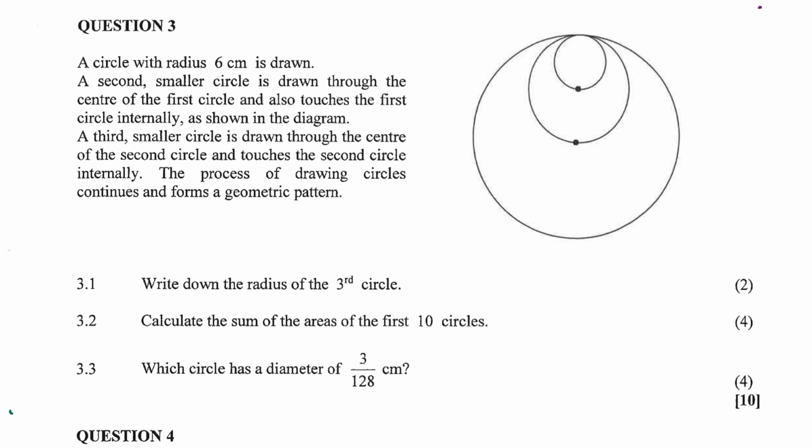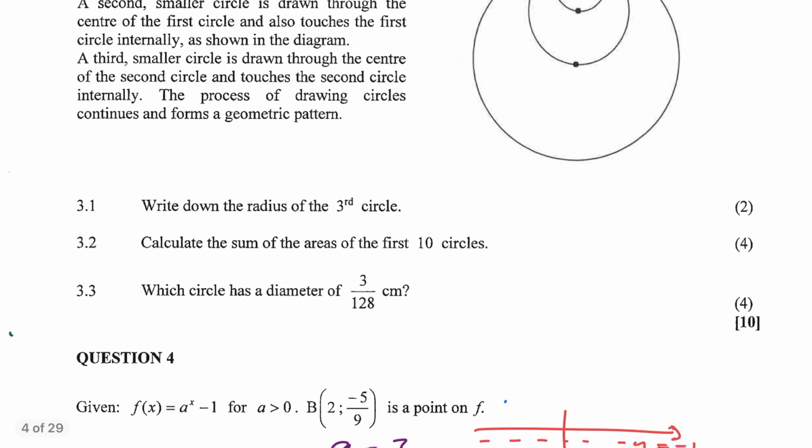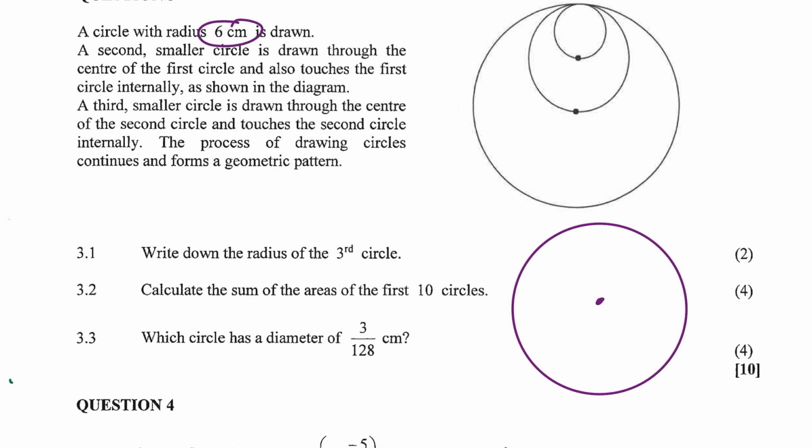However, they say that you have 3 circles, right? So let me just write this down. You have 3 circles. The first circle, like a big circle, okay? They tell us that the first circle has a 6 centimeter radius. So the radius of the first circle is 6 centimeters.